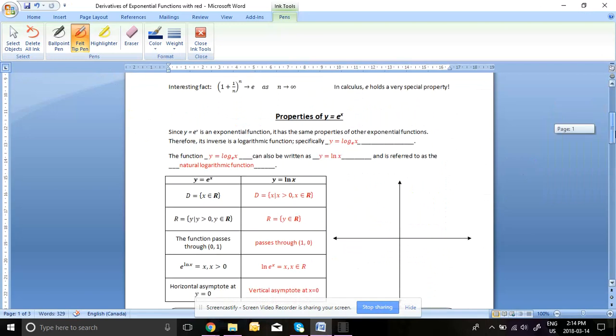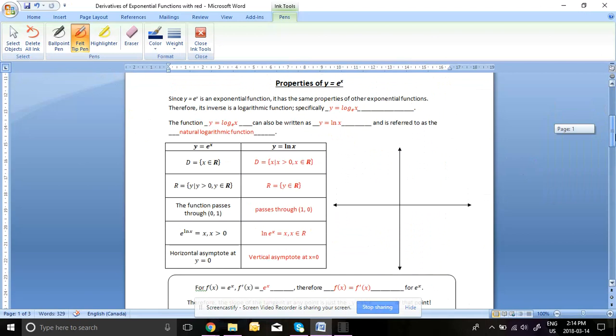So in calculus, though, e holds a very special property, which was discovered, and it has been very useful. So first of all, let's just look at e to the x. It's just an exponential function with the base of e, which I said is 2.718. So I'm going to be talking about the exponential and its log, which is its inverse. So I'm just going to be putting this line y equals x here.